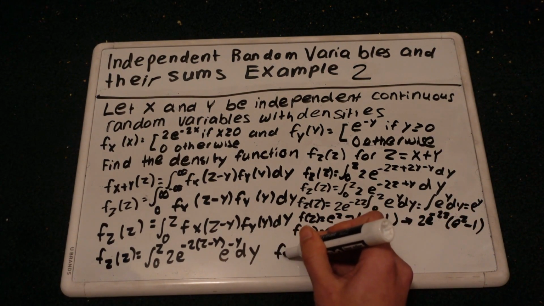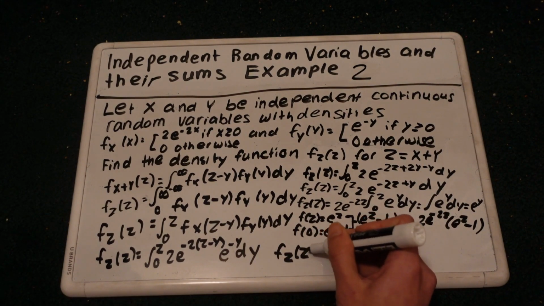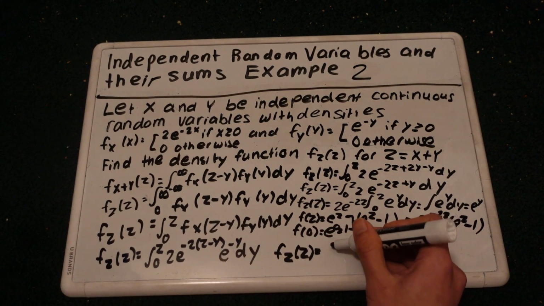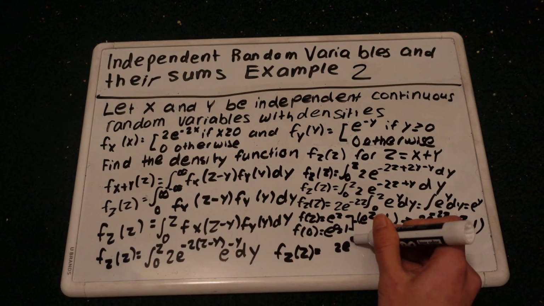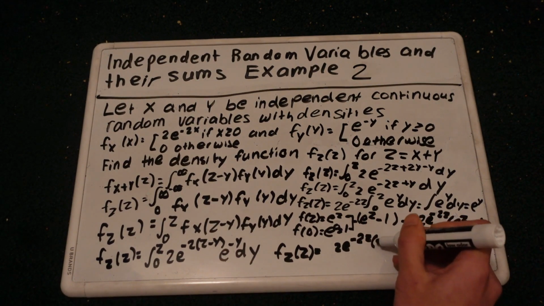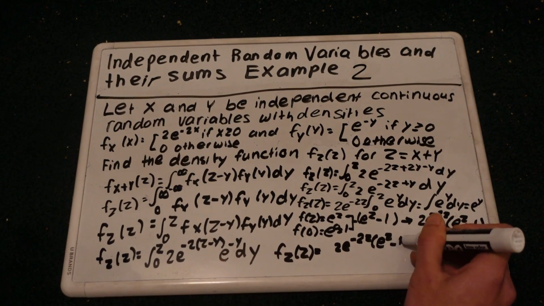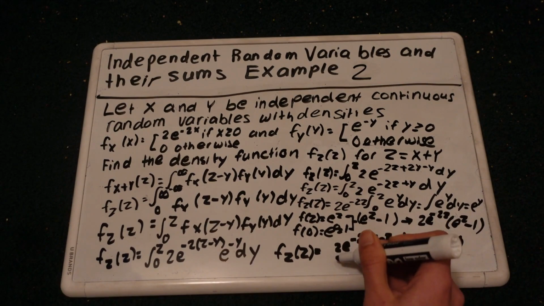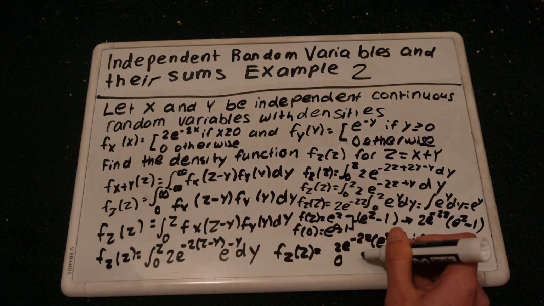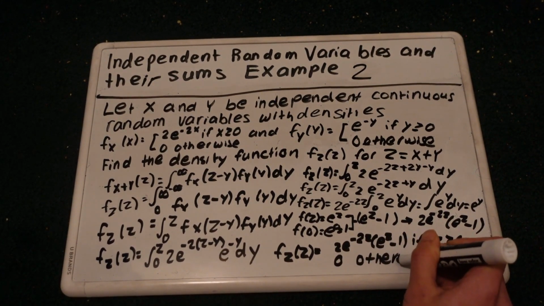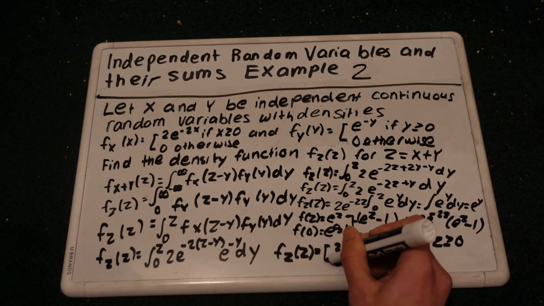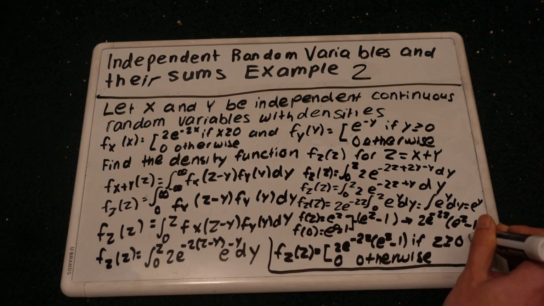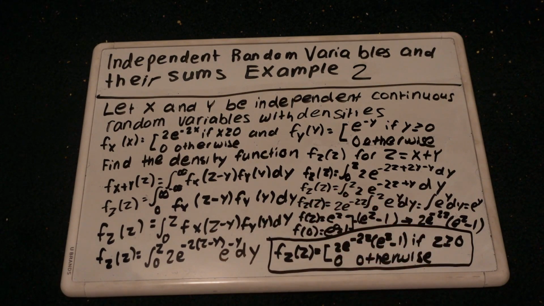So we can write this as the density function f of z equal to 2 times e to the negative 2z times (e to the z minus 1) if z is greater than or equal to 0, and 0 otherwise. And this is another example of an independent random variables and their sums problem in probability.